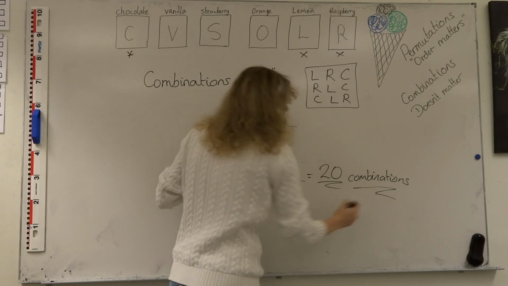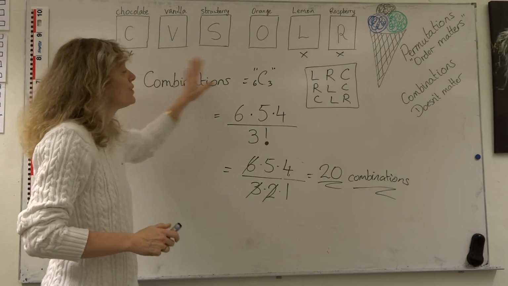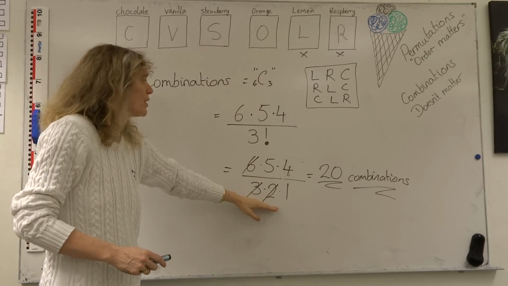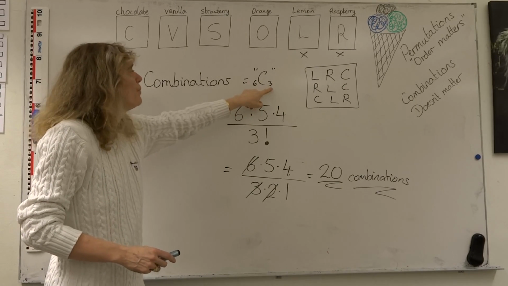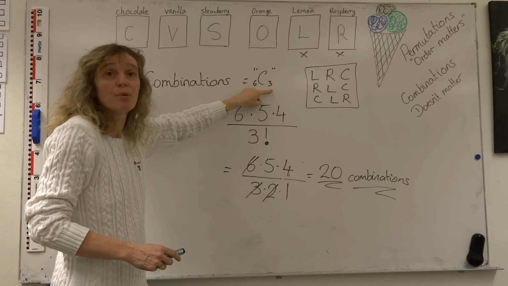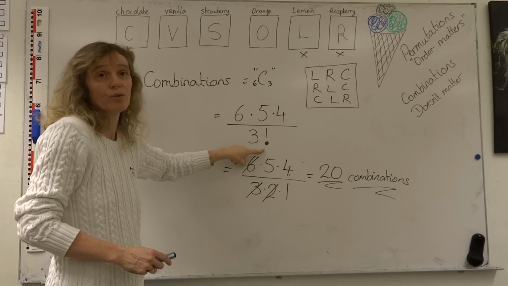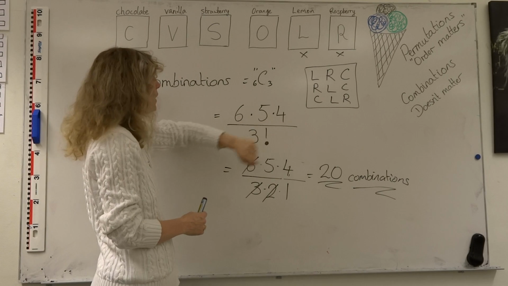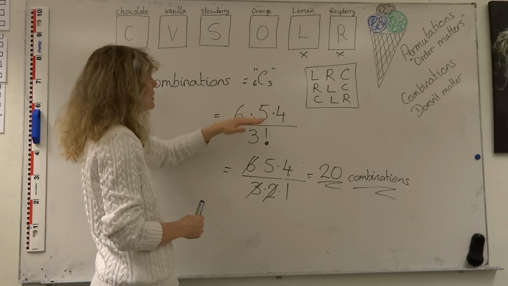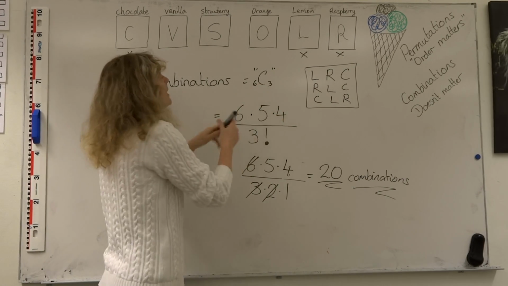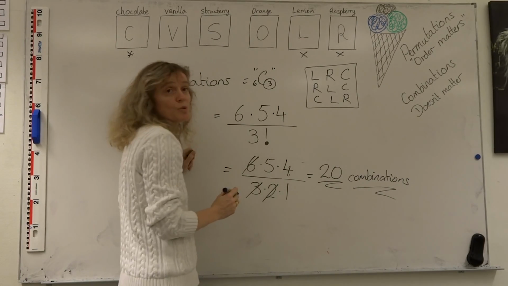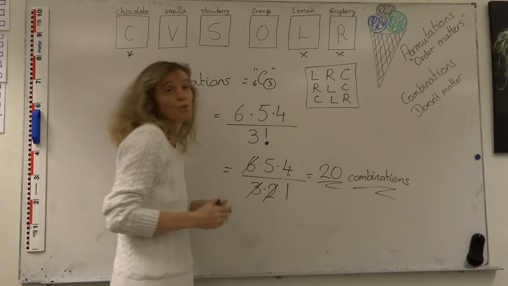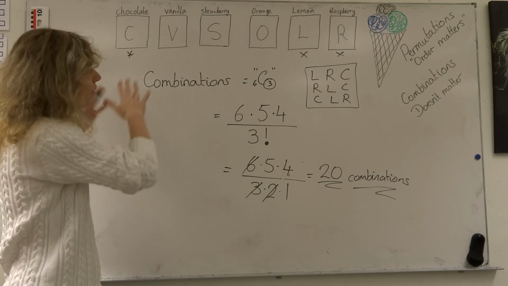So when order doesn't matter, it reduces the number of chances of the event happening a lot, because we divide by the number of flavours we wanted, as a factorial, always. So permutations is just 6 times 5 times 4, whereas the number of combinations is 6 times 5 times 4 divided by the number of scoops we had as a factorial, 3 times 2 times 1, which would give us 20 possible combinations in this particular case.